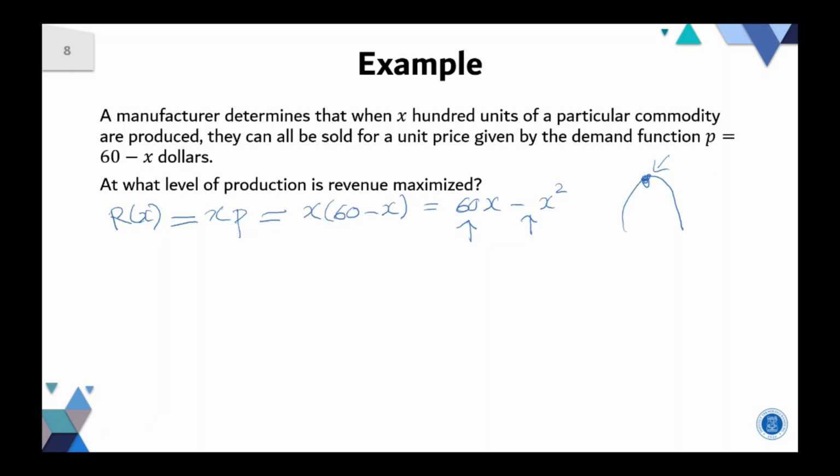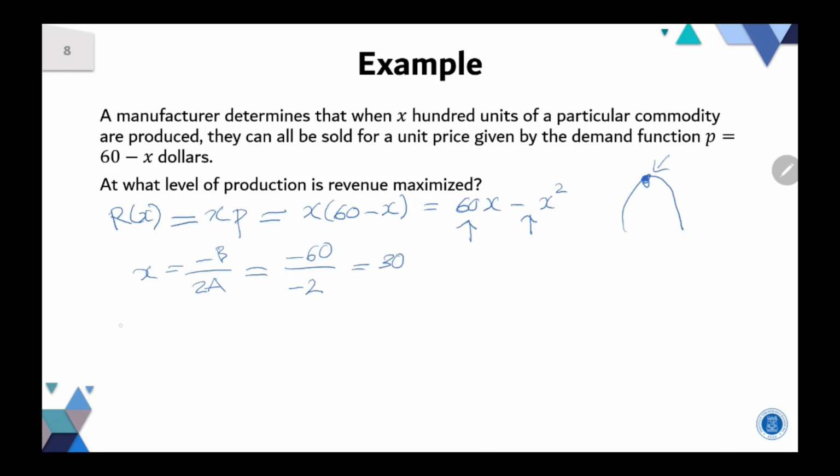So the question is, at what level of production is the revenue maximized? We want to know at which point the peak occurs, and we know the peak occurs when x is equal to minus b over 2a. So what is x here? Minus b is minus 60, over 2a, which is minus 2, and we have 30 here.